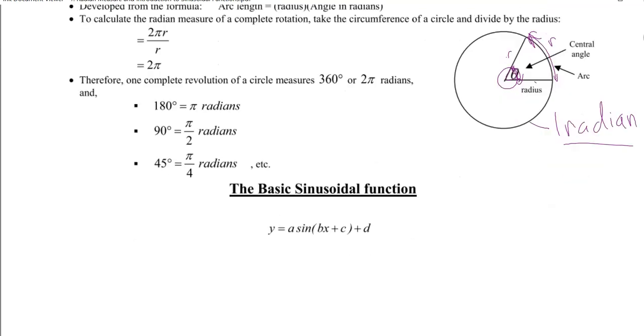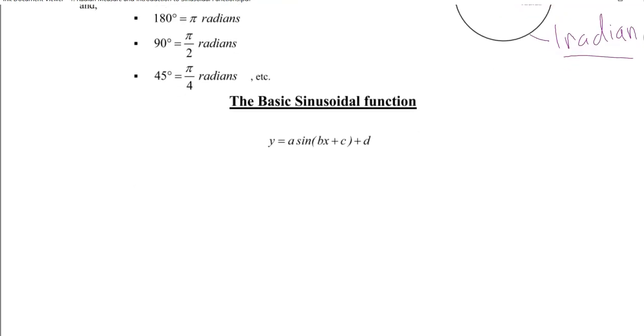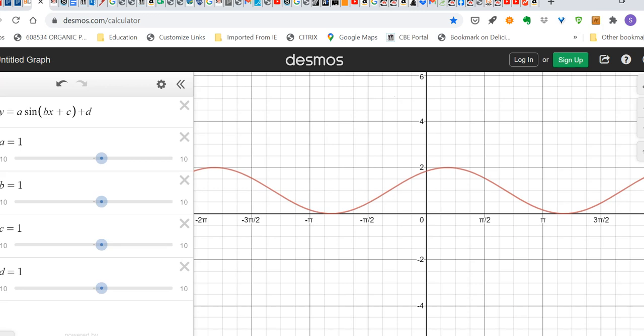The basic sinusoidal function: y equals a sine(bx plus c) plus d. For those of you that have seen an alternate formula for this, the reason we use this formula is that when you run a regression on the calculator, which we are fond of doing, that's the format that the regression is going to come out in. So here's what we are going to do today: we're going to go through and look at the graph of y equals a sine(bx plus c) plus d.